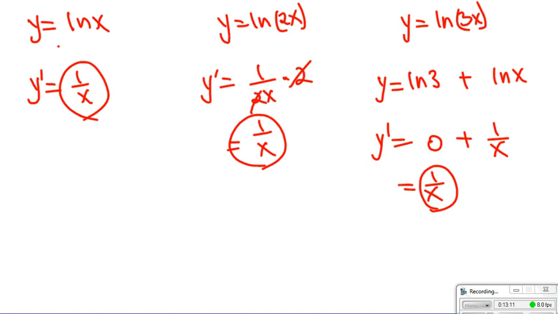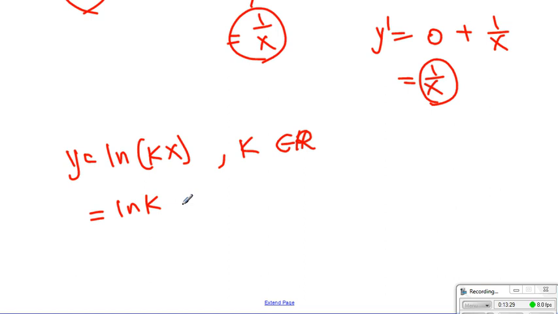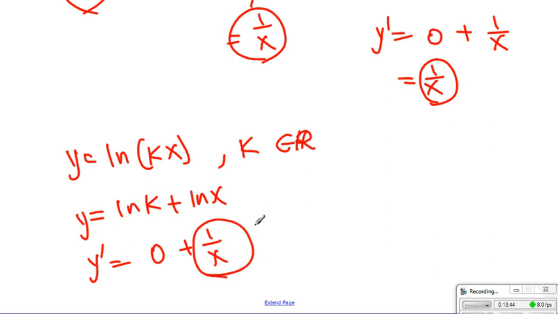In fact, generally speaking, when you have y equals ln of kx, where k is a real number, some sort of constant coefficient, then this can be rewritten as ln of k plus ln of x. But as you take the derivative, ln of k simply becomes 0 plus 1 over x. So one way or the other, we will end up getting 1 over x if we have a coefficient on the x in the logarithm. Alright, great. Then, let me give you a couple more questions, and then we'll practice and see how it goes.